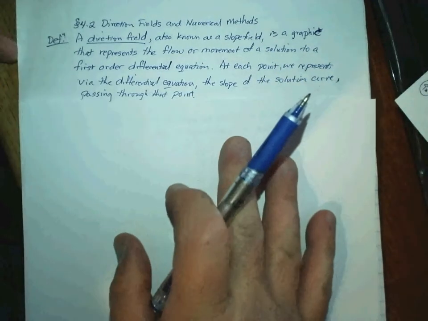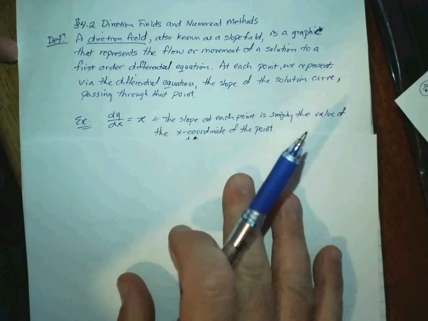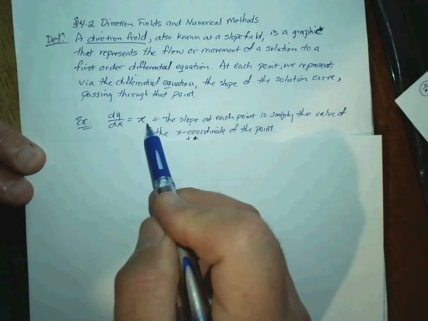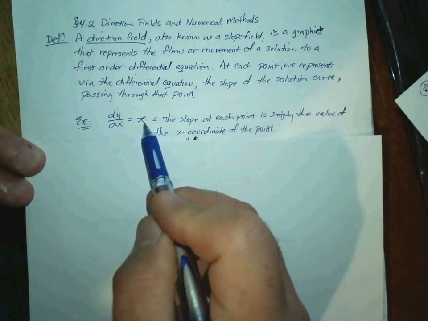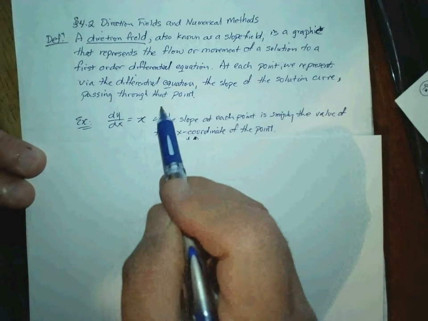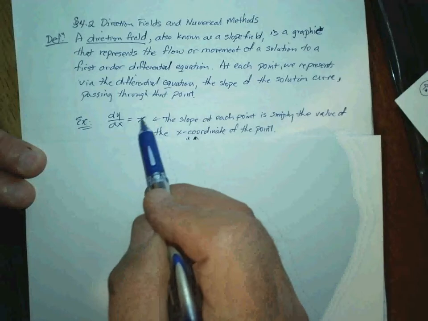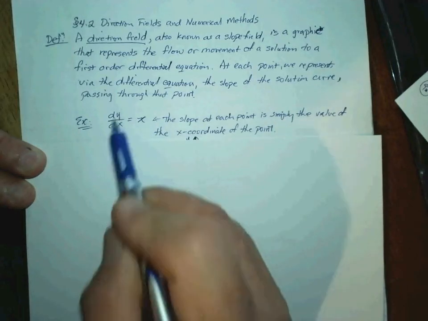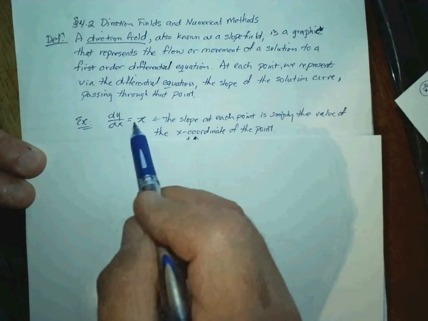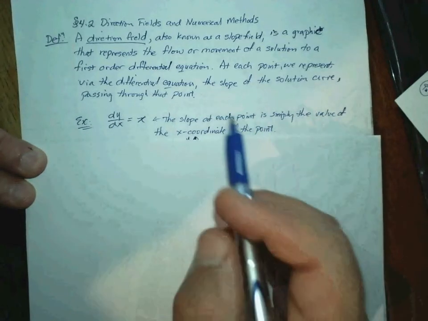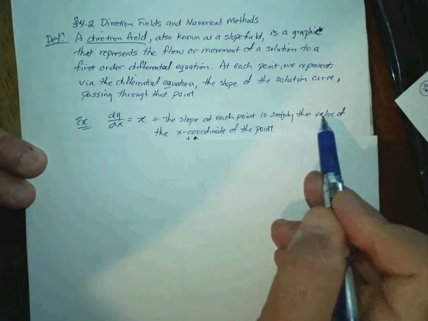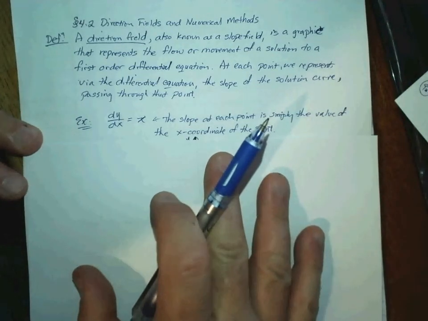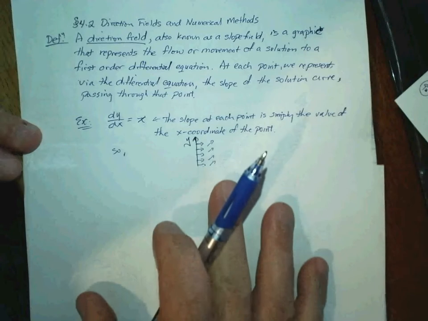So let's take a look at an example of this very simple differential equation, dy/dx equals x. So that means that at every point on the plane, the value of x is telling us the slope of y. The derivative of y with respect to x is the value of x. The slope at each point is simply the value of the x-coordinate of the point. Now, the way this would manifest itself as a graphic would look something like this.